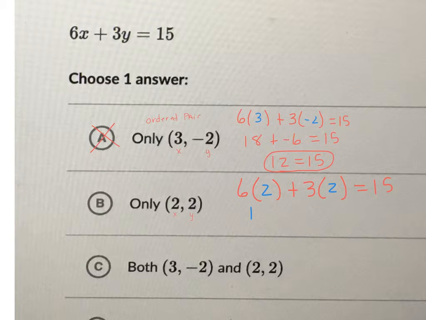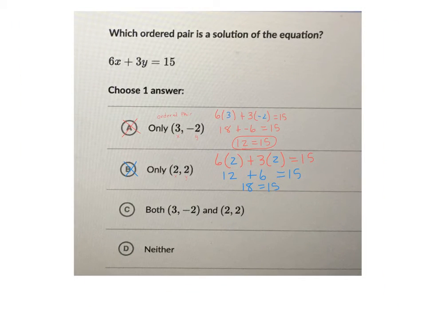And so I've got 12 plus 6 must equal 15. Well, 12 plus 6 is 18. Does 18 equal 15? It doesn't. So B is not a solution either. So if we look at this answer, it's also not both of them as the answer. It's neither.